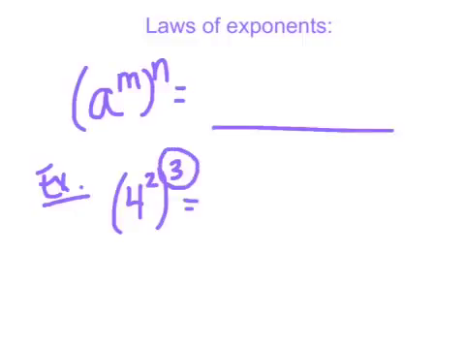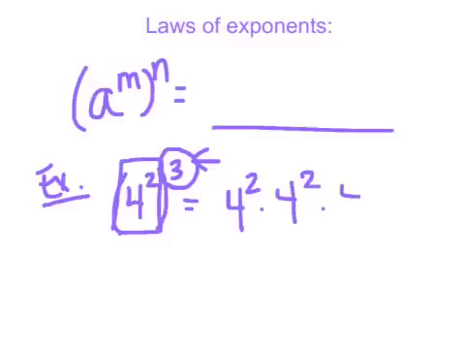Repeated multiplication. Repeated multiplication of what? What is the base? The base. So in this case, the base of this exponent, the cube, the base is really this entire thing inside the parentheses. So it's repeated multiplication of 4 squared. So now I'm seeing something familiar from the beginning of this video. I see multiplication and I have the same base.